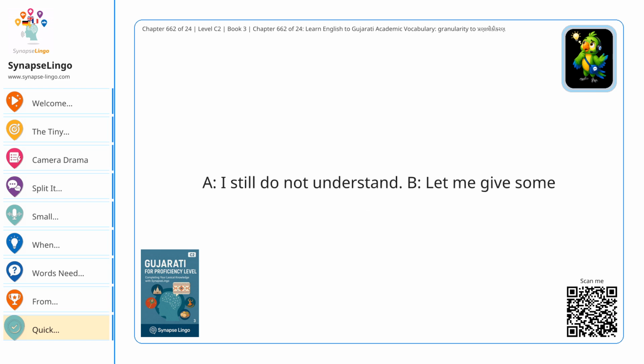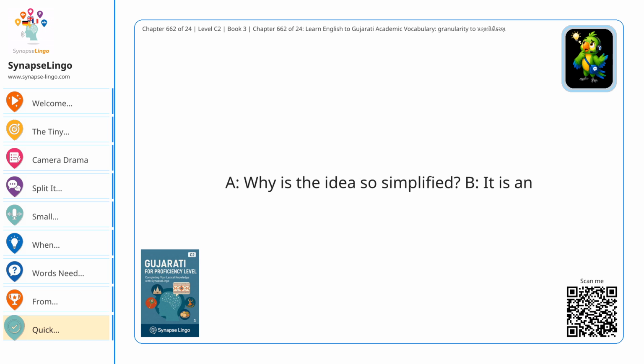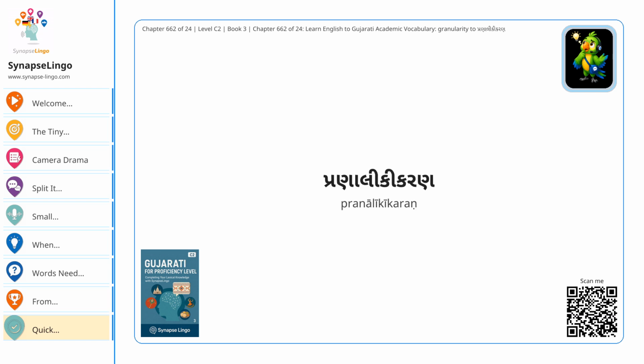A: I still do not understand. B: Let me give some સ્પષ્ટતા. A: Why do we learn words in sentences? B: Because પ્રસંગીકરણ helps. A: Why is the idea so simplified? B: It is in અમૂર્તીકરણ. A: How did this office become so tidy? B: Pure પ્રણાલિકીકરણ.